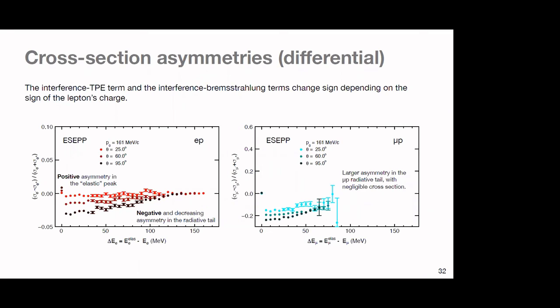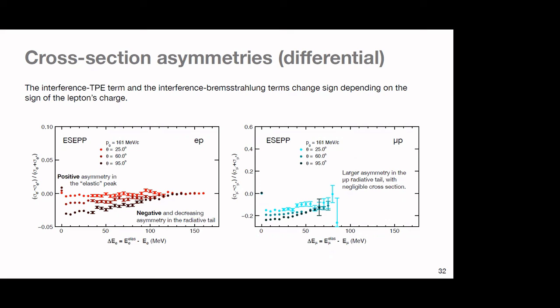I mentioned last 2 minutes that we do have two different lepton charges. So we can look at the asymmetry of the cross sections between the positively and negatively charged electrons and muons. I plot here, as a function of the energy loss of the outgoing lepton, the calculated asymmetry between those two charges. This is differential, that's for every energy loss bin the difference. And what's interesting to see here is that at the point of the elastic peak, you see it here for the electrons in red, the asymmetry is in fact a positive number. But in the radiative tail, it's a negative number.